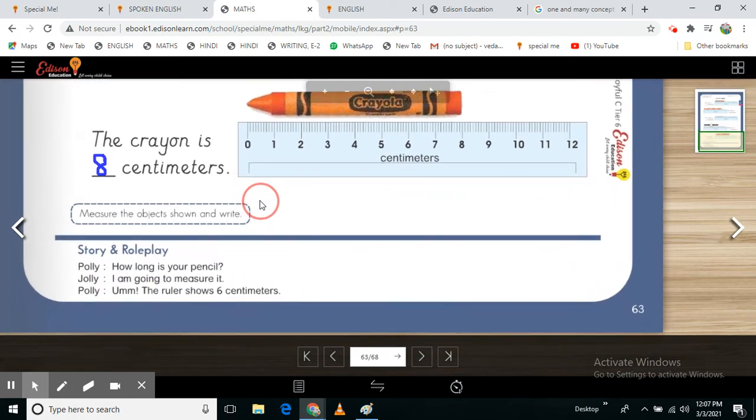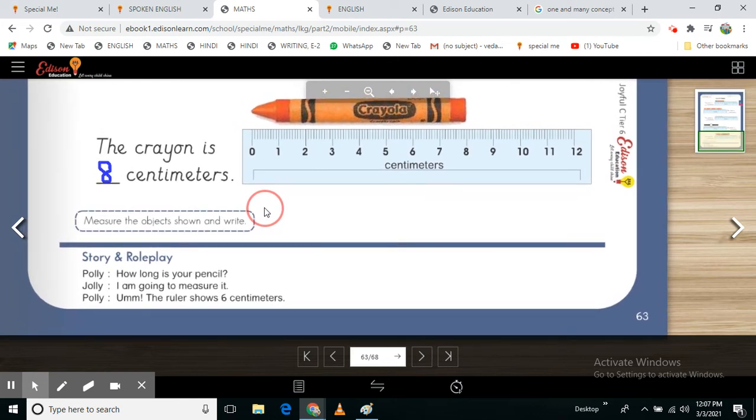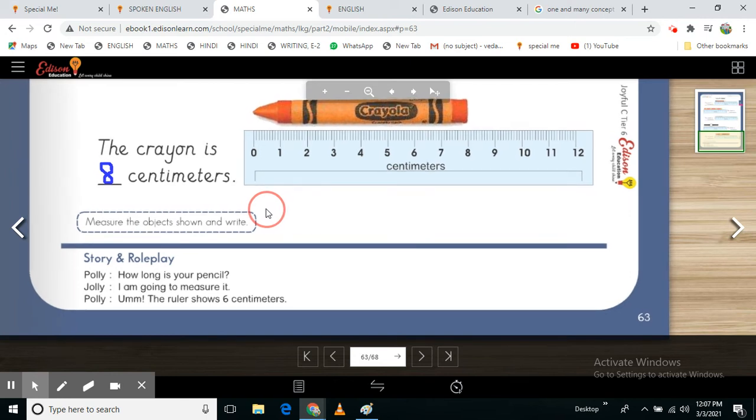Now, story and role play. Polly, how long is your pencil? Jolly, I am going to measure it. Polly, the ruler shows 6 centimeters.